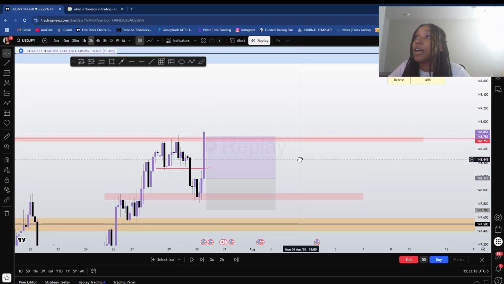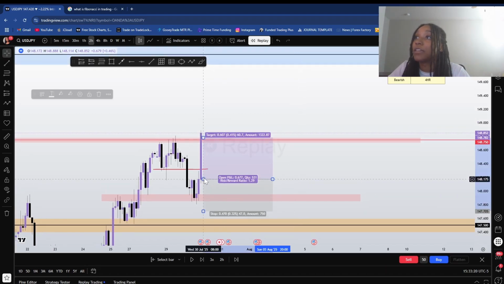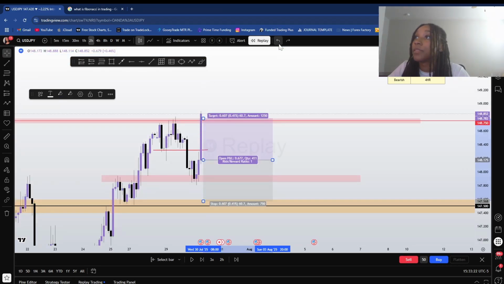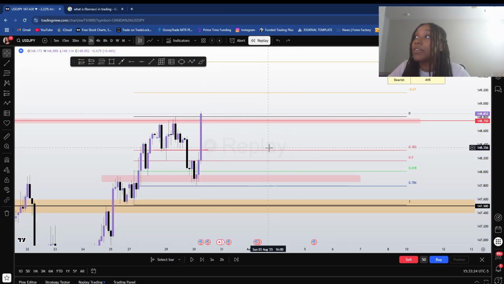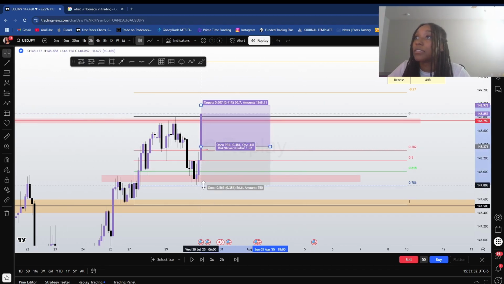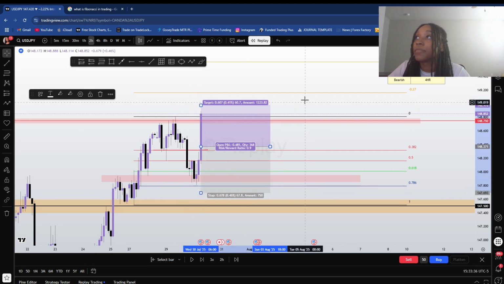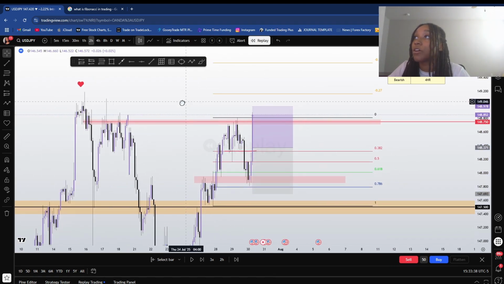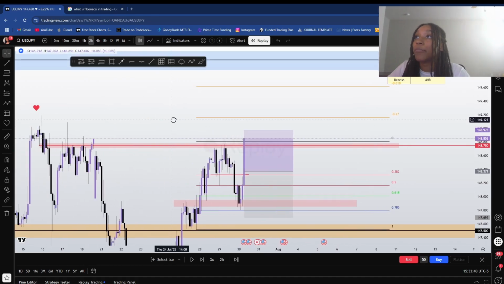However, I got in a little late. I got in when I saw price breaking above this 38. So this is when I got in personally. I got in around here, and I had my stop loss a few pips below this swing low, right? As far as targets, I was looking at previous structure.